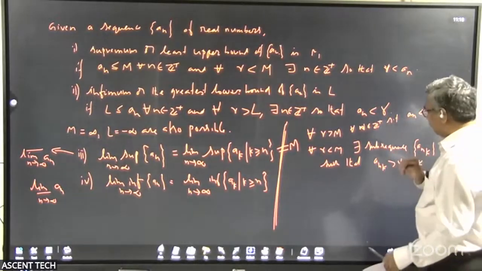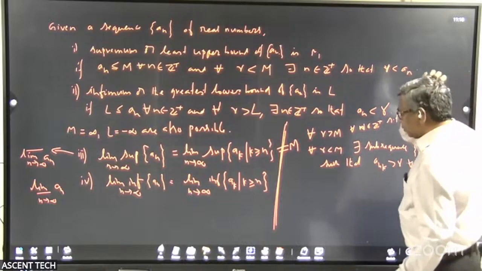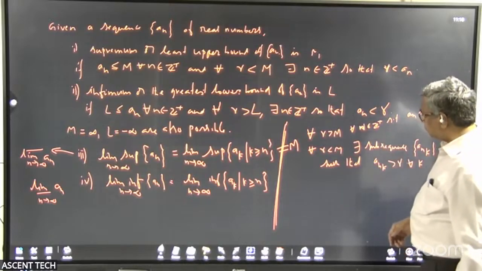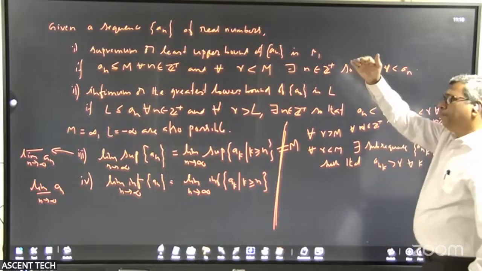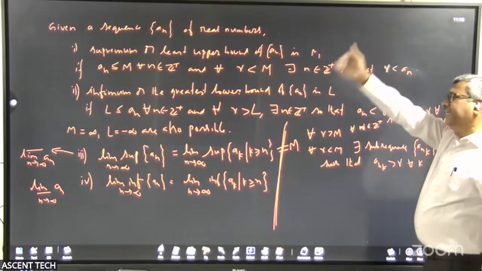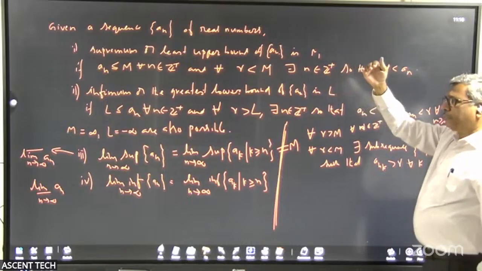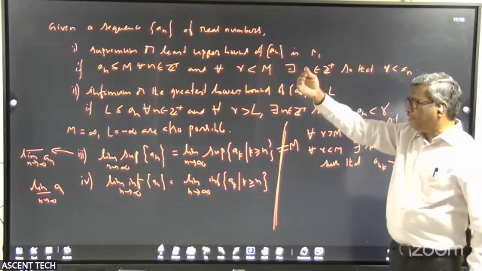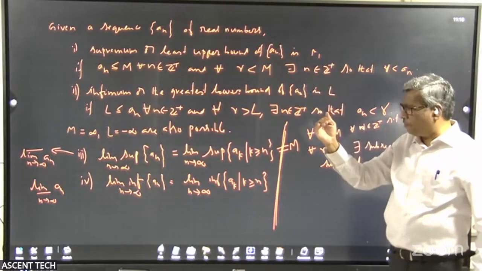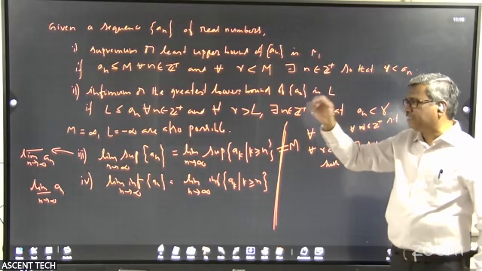I'll explain that in the example. I just used the definition, but spend time on this. So, supremum is the maximum, the least upper bound. It is above everything and is the least upper bound in the sense that anything smaller than that is not an upper bound. That means some of the terms will cross that quantity.